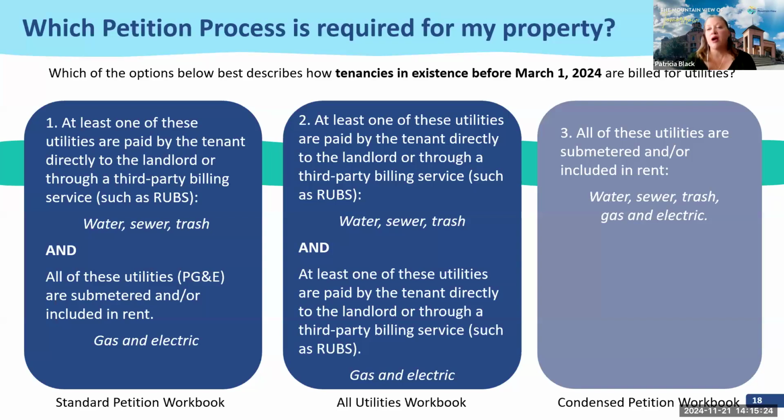And then finally, our last option is a condensed version of the workbook. And this is for properties where RUBS is not being used. So either the tenant pays everything directly to the utility service provider for their direct usage, or they have utilities that are already included in rent, or they have utilities that are included in rent and pay directly to the service provider.